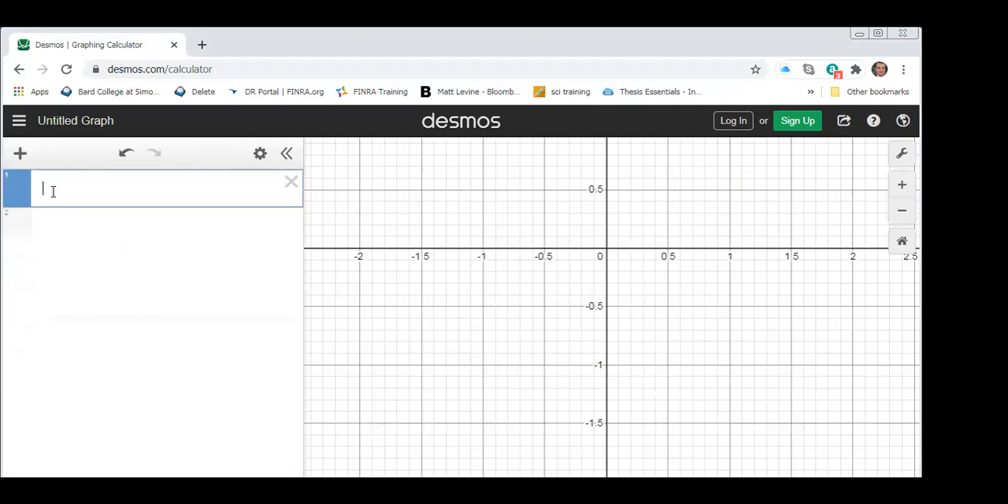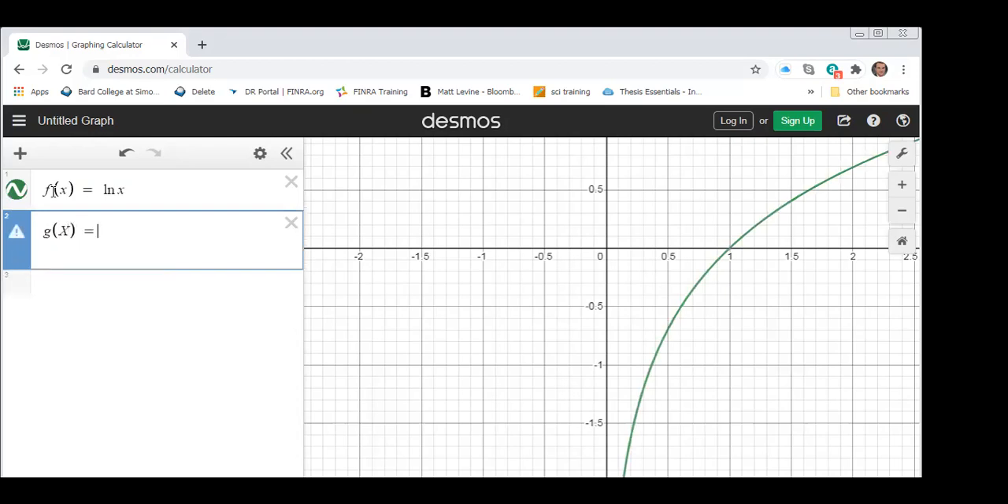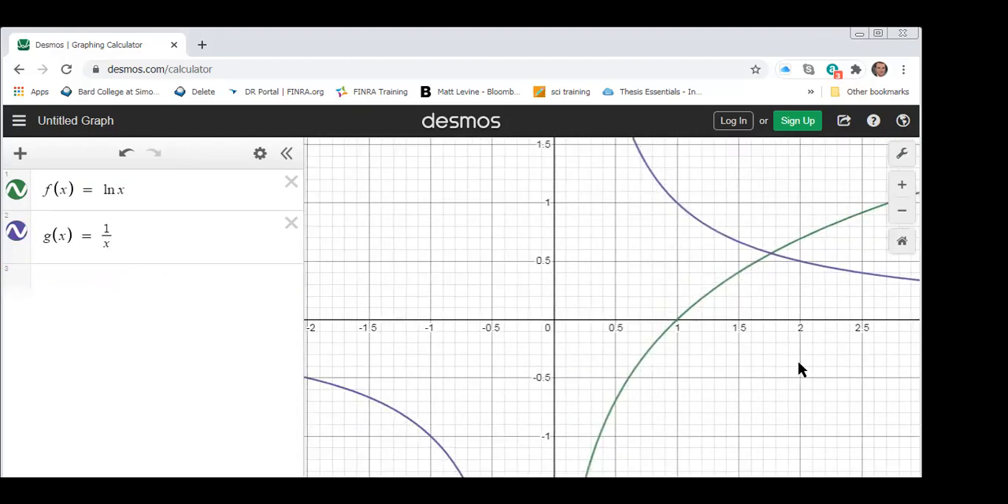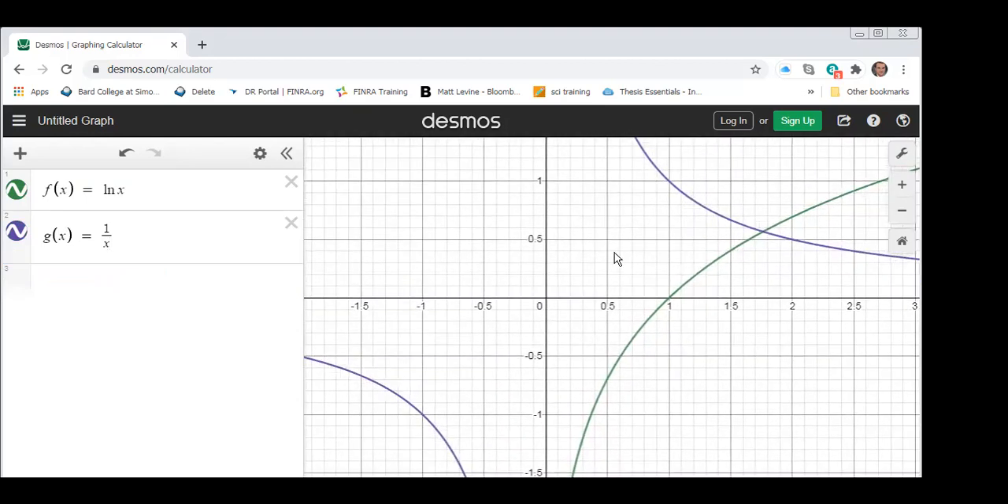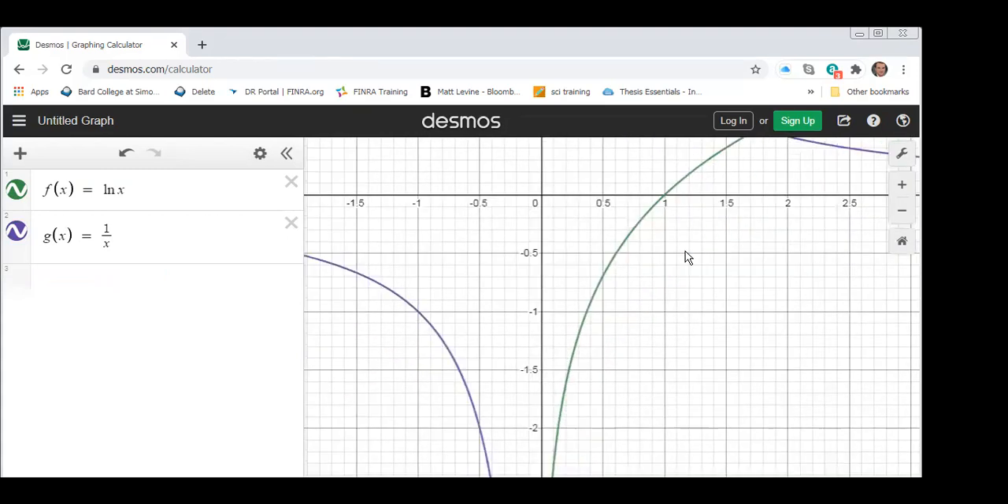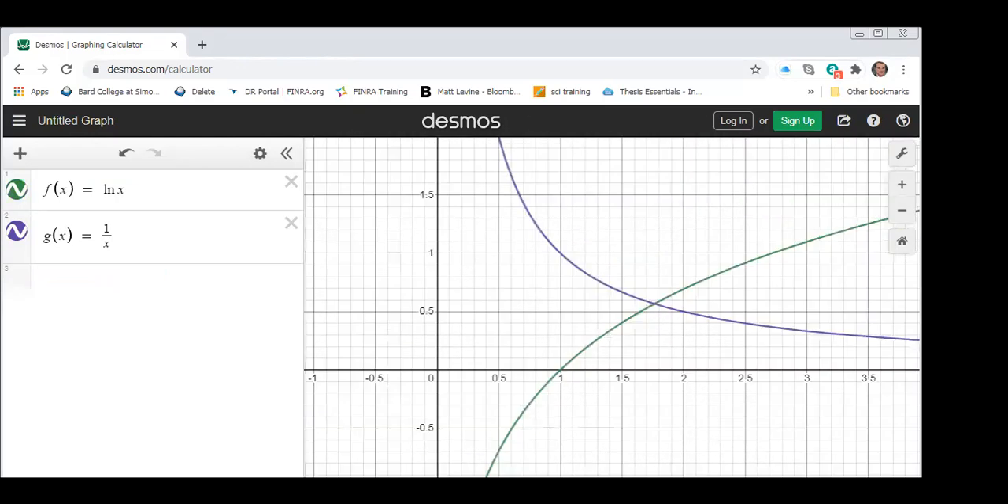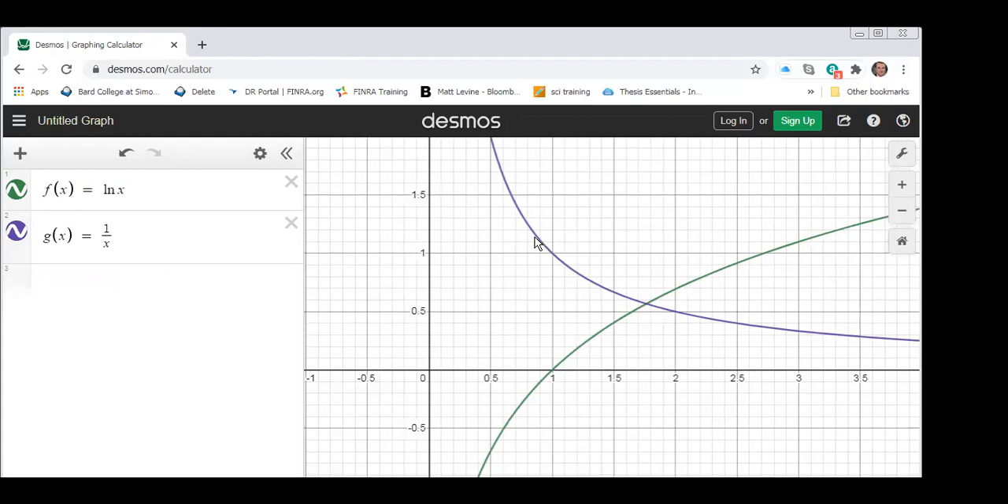Let's check our rewriting of it. We had f of x equal to natural log of x, and g of x equal to 1 over x, and we were taking the limit as x goes to 0. Here's what I'm talking about: f of x, the green function, is natural log, and that's escaping to negative infinity. And 1 over x, the purple function, is going to positive infinity.